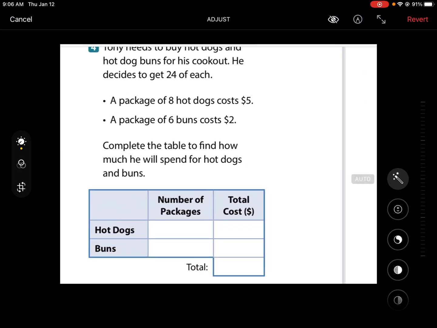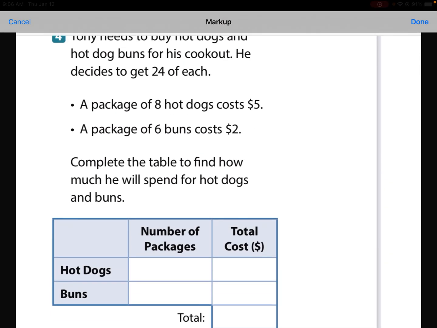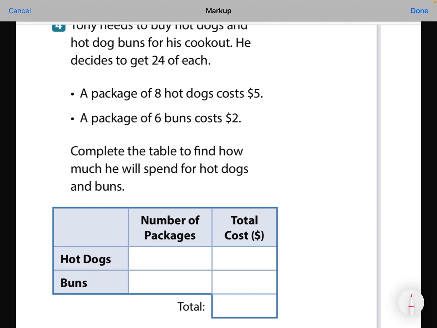All right, we're going to edit this one. This one's a little bit more of a story problem. It makes me hungry. A little bit cut off, but it says Tony needs to buy hot dogs and hot dog buns. So hot dogs and means I'm going to add something maybe. Hot dog buns for his cookout. He decides to get 24 of each.